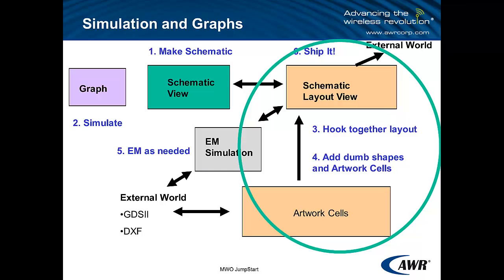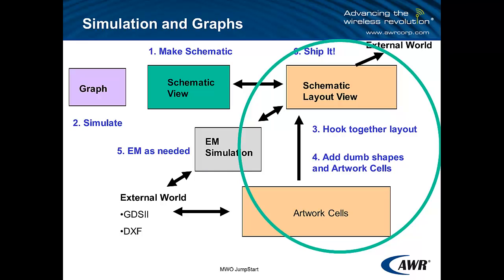You also can put just shapes in a layout. I typically call them dumb polygons or dumb shapes. They have no model. They're not in the schematic. And finally, you can bring elements in from artwork cells. So there are three different methods for getting something into the layout.